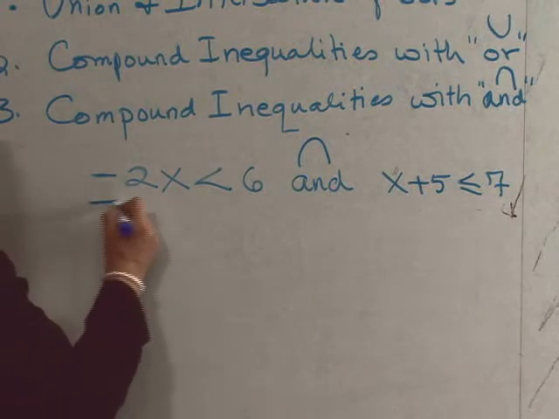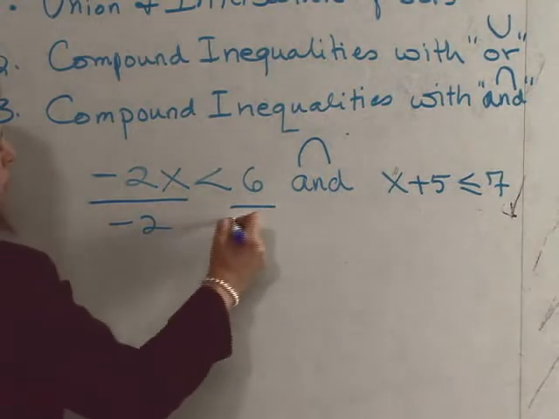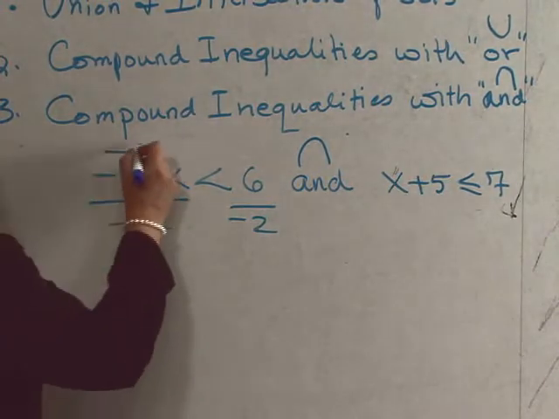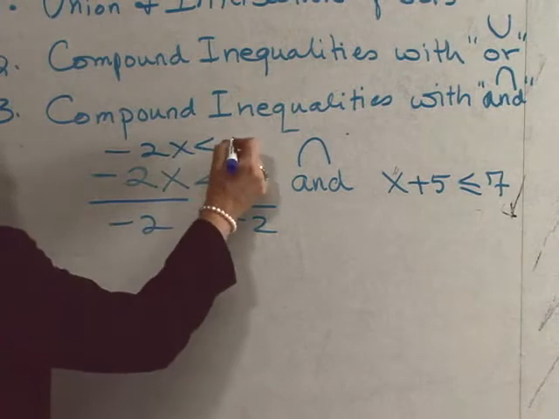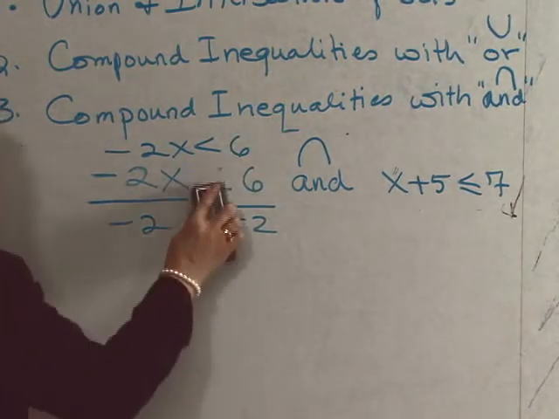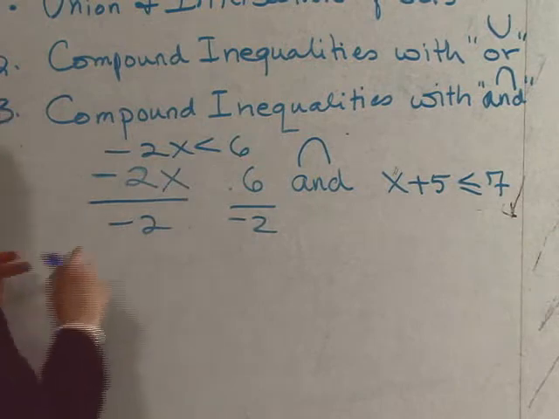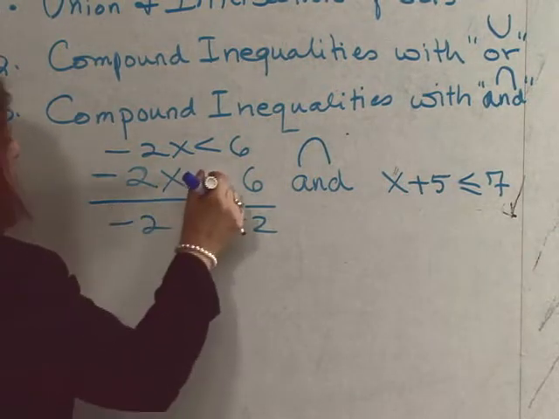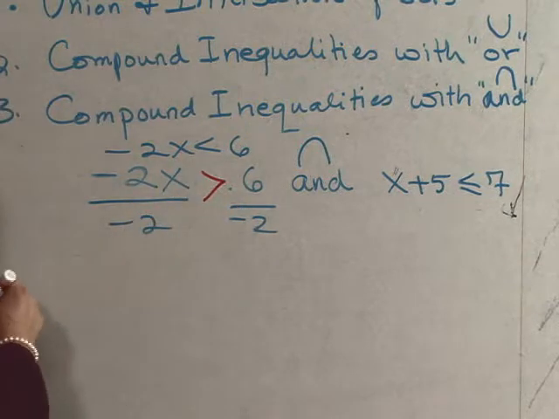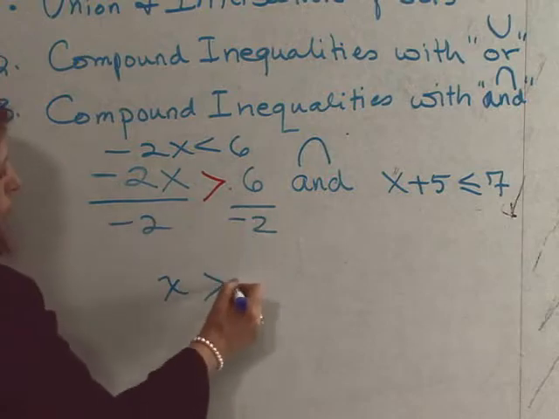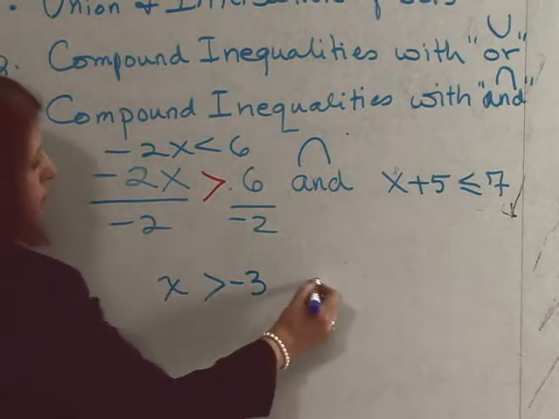To solve this one, I need to divide by negative 2. Remember, whenever you divide by a negative number, I'm going to write my original inequality here. So whenever you divide by a negative number, you need to change the inequality symbol. So this becomes greater than. And so that gives you x is greater than 6 divided by negative 2, which is negative 3.